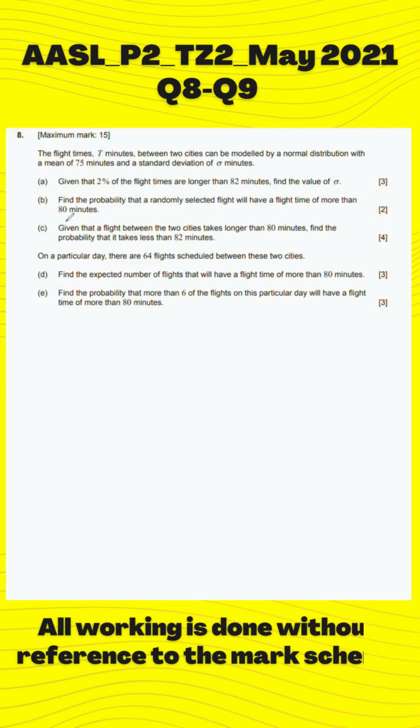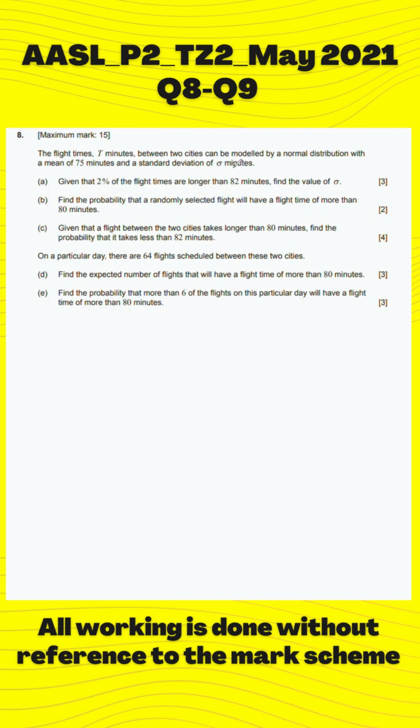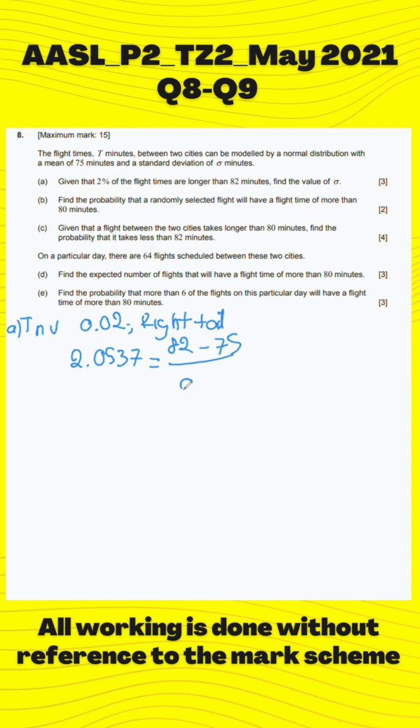Maths is easy. A. Given that 2% is longer than 82, the mean is 75, and we're missing the standard deviation. So to do A, we must find the inverse norm. The error is 0.02, and we will use right tail. So the z-score will be 2.0537, which will equal the x, which is 82, minus the mean, which is 75, divided by the standard deviation. So the standard deviation will be nearly 3.41.